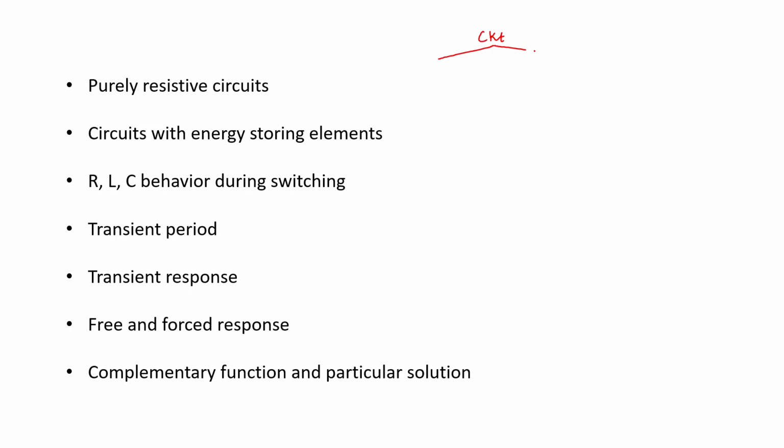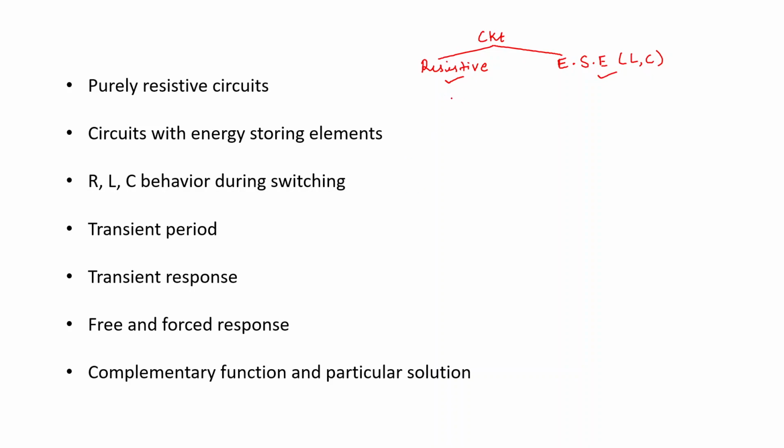broadly it could be classified into two kinds. That is, one is resistive circuits which contain only resistances in it, whereas the other kind would be circuit that is containing energy storing elements like inductor and capacitor. Transients don't occur when you have only resistances in the circuit. So we need not talk about a transient analysis in a purely resistive circuit, whereas transients occur in a circuit where energy storing elements are connected.